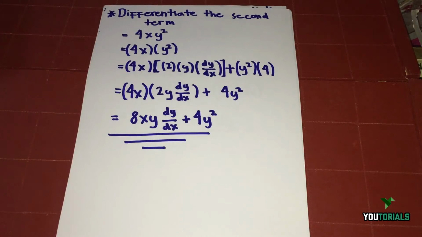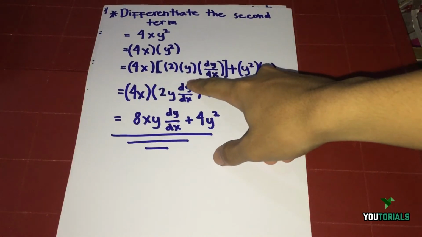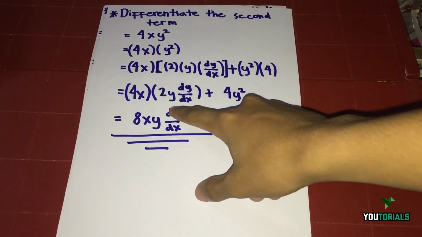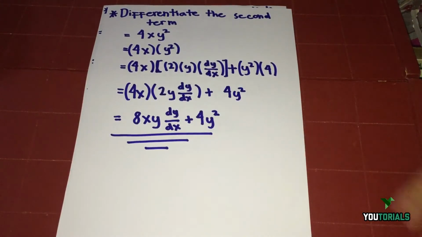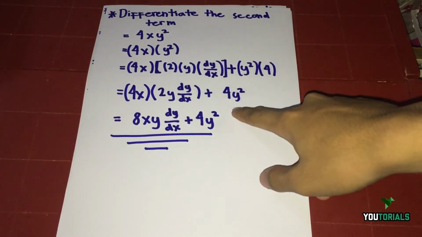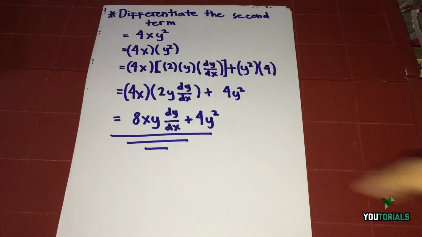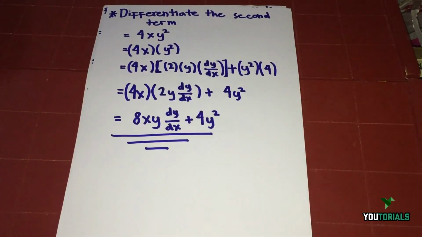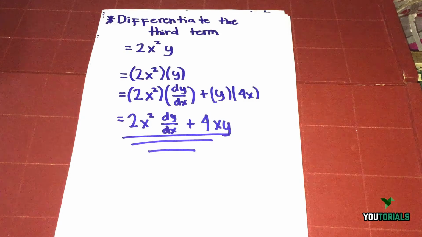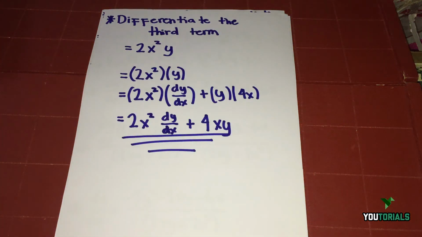Now, we will compute it. 2 times y times dy over dx, that is why we get the result. Then 4 times y squared is equals to 4y squared. Now we compute these two. We get 8xy dy over dx plus 4y squared. Now we will differentiate the third term, which is 2x squared y.